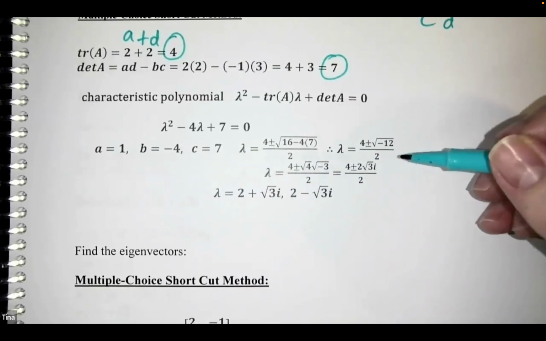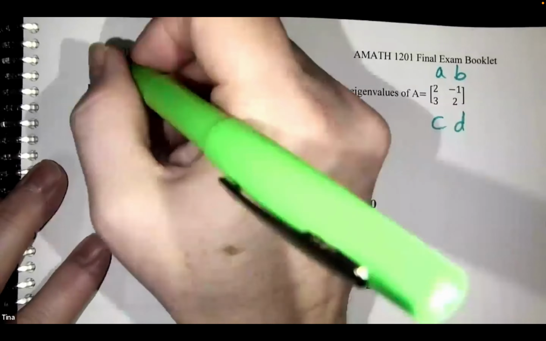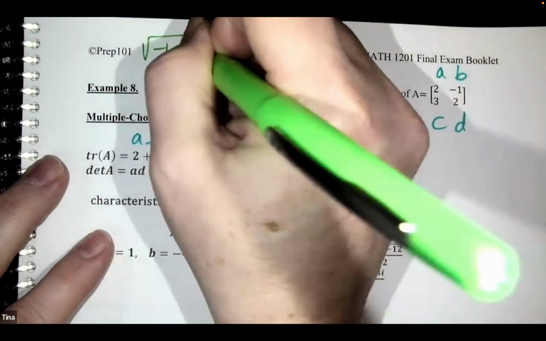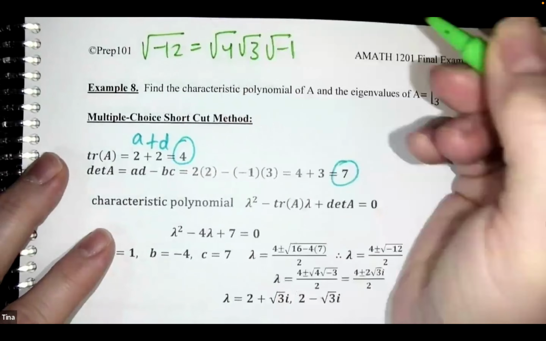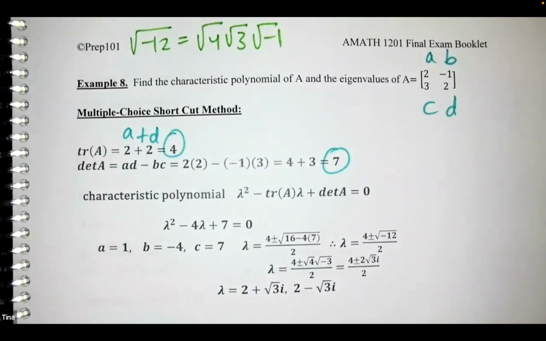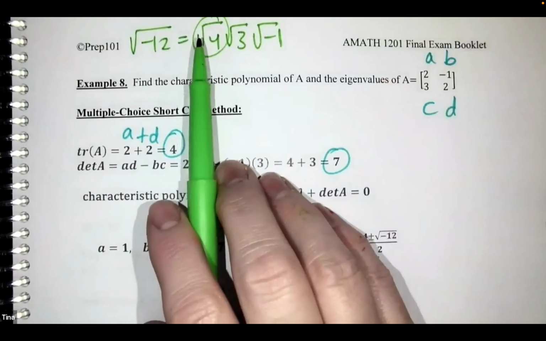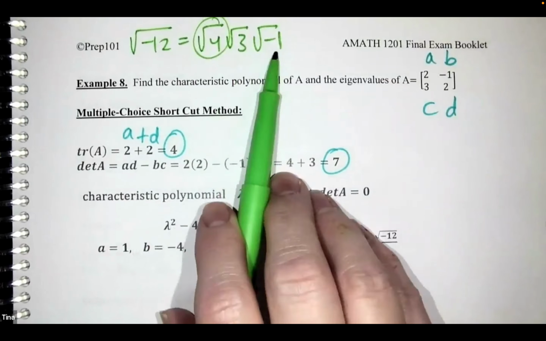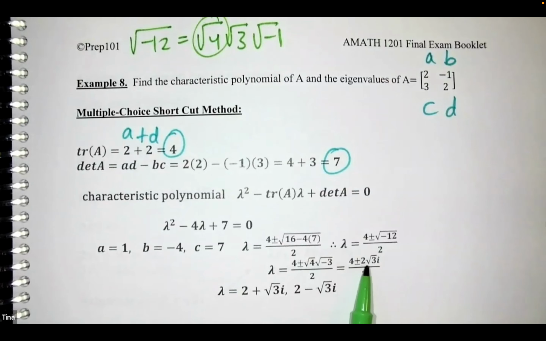Now remember, the root of negative 12, you can do it in steps or you can do it all at once. So the root of negative 12, we could say root 4 we can do in our head, root 3 we can't, and root negative 1. So we can do the product for all three. Root 4 is 2, so it's 2 root 3 times i. And so that's what I get right here, 2 times root 3 times i.